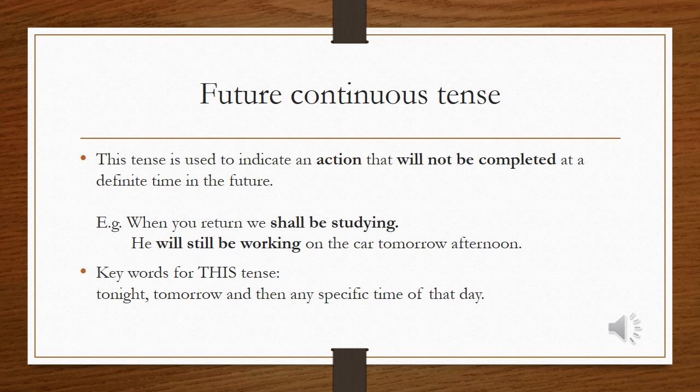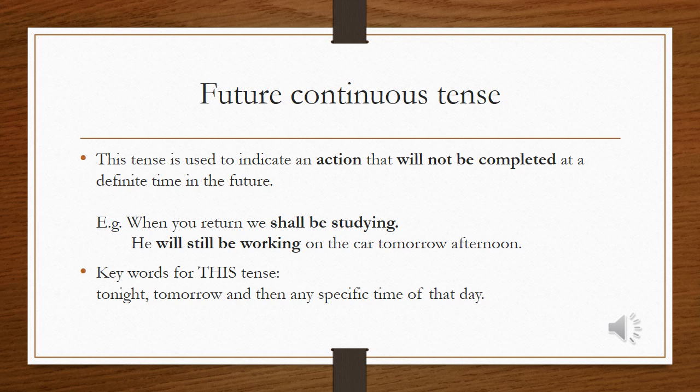Future tells us this is an action that's still being completed. It's still occurring. We're not sure when it will end. This slide reads as follows. This tense is used to indicate an action that will not be completed at a definite time in the future. Example, when you return, we shall be studying. He will still be working on the car tomorrow afternoon. We are not sure till what time he will be working, as he might encounter difficulties fixing the car.